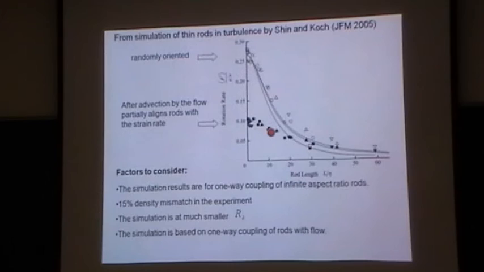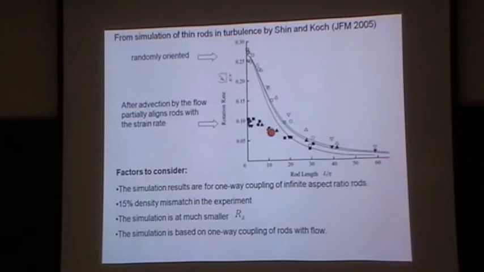And here's some results. Here's the prediction up here, 0.28 in these units of epsilon on nu, 0.27 I guess I had. And here is our measurement on top of some simulations by Shin and Koch from some years ago, at very low Reynolds numbers, but that seemed to give a pretty good representation of what's going on.